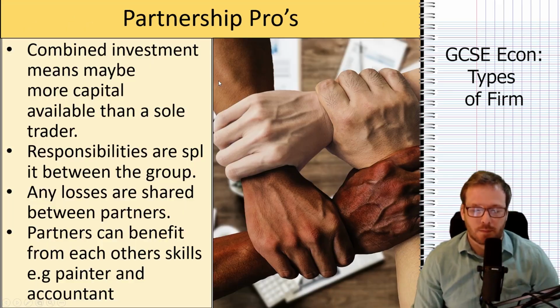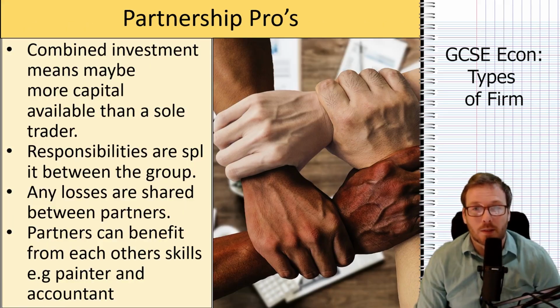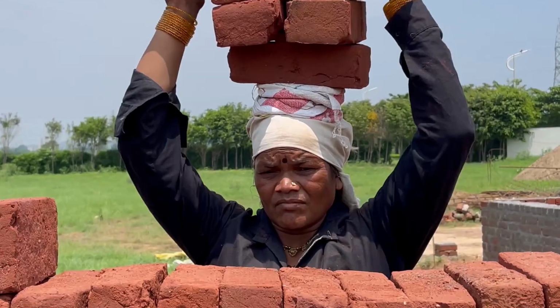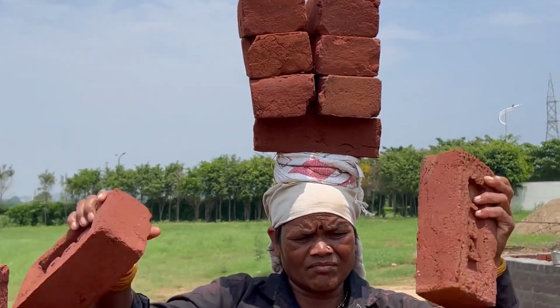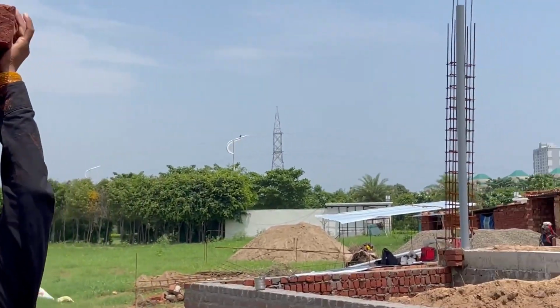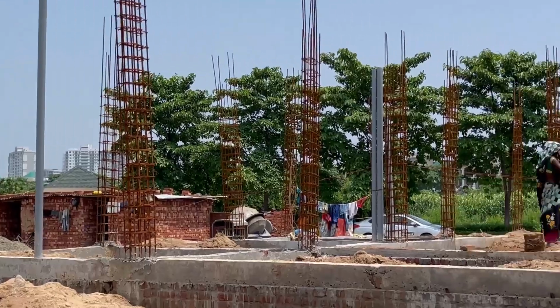Here are some. They might have access to more capital at the start because more people are bringing more money to the table. You can split the skills and the responsibility among the members. So you can divide the expertise, which is pretty useful. Especially if you've got like an accountant and a bricklayer. The accountant can do the financial stuff and the customer retention. The bricklayer can do the actual work.